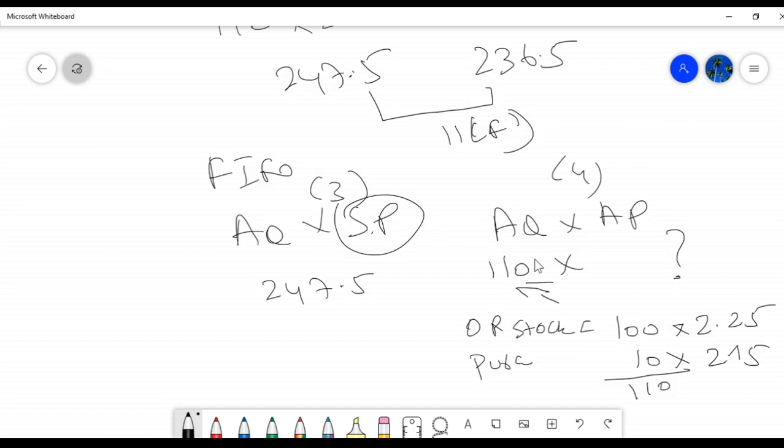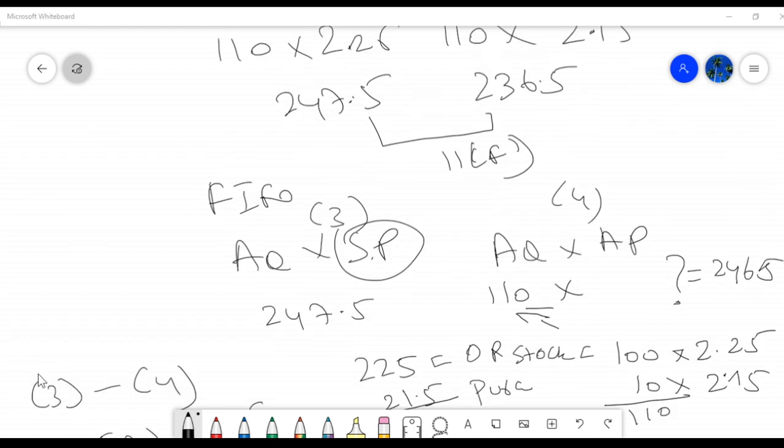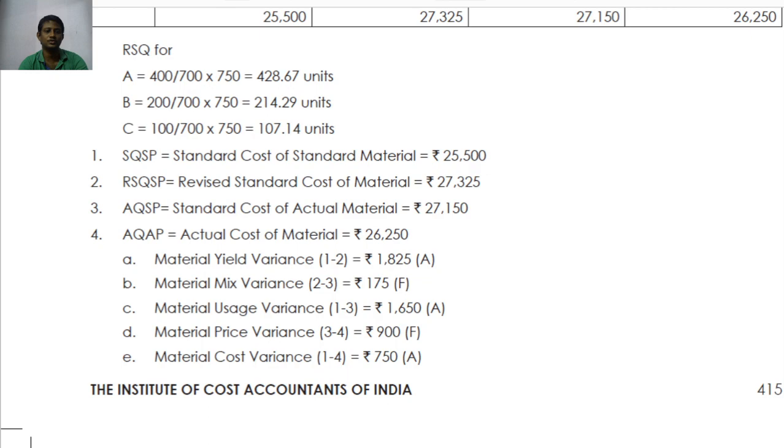You have further questions that deal with labor and material variances. I think 3 to 4 questions are available. We will discuss that as part 3. You just go through here. This is labor variances and material variances. There are a few more problems left out. We will discuss them as part 3. Fine.